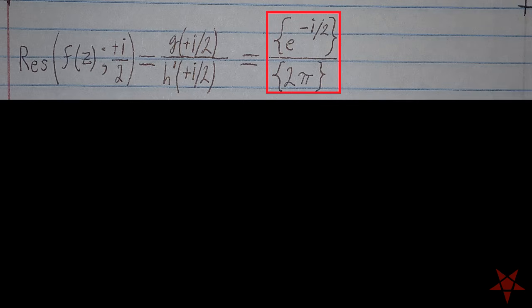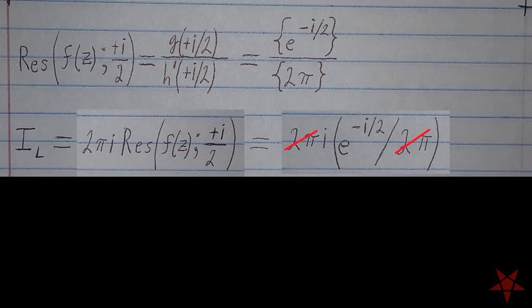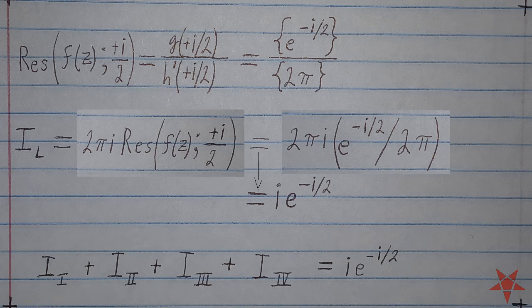In our case, z naught is plus I over 2, and the residue is equal to e to the negative I over 2 quantity divided by 2 pi. The contour integral, capital I sub L, equals 2 pi I times the aforementioned residue, and this works out to I times e to the negative I over 2. Thus, we can equate the sum of the 4 path integrals to I times e to the negative I over 2.